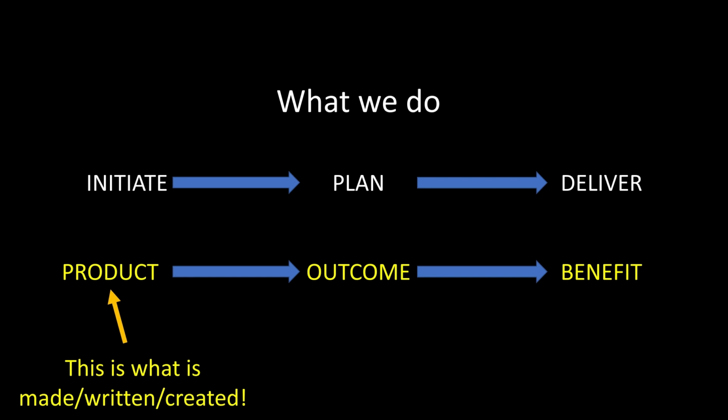So the product is the thing that is produced. It might be a device that we've created, a plan that we've produced, it might be a process that has been written. So the thing that's been made or written or created. So we've got a new process, for example. The outcome is the actual change that happens as a result of the product. We have a new process. The change is we now follow a new process. By following it, we're doing something differently, so we have a change.